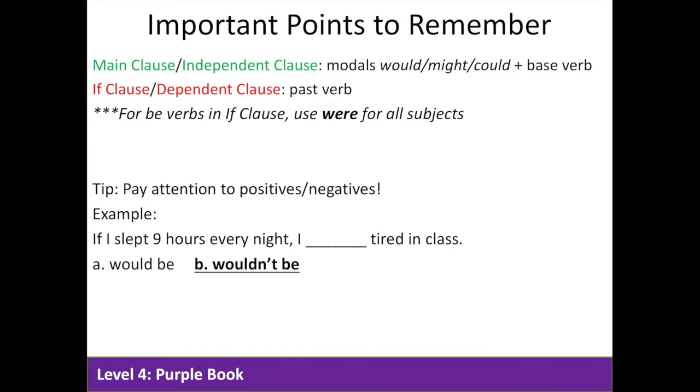Another thing to keep in mind is that you must pay attention to positives and negatives. For example, if I slept 9 hours every night, I blank tired in class. From the context of this sentence, we can figure out that we need the negative, so B would be the correct answer.